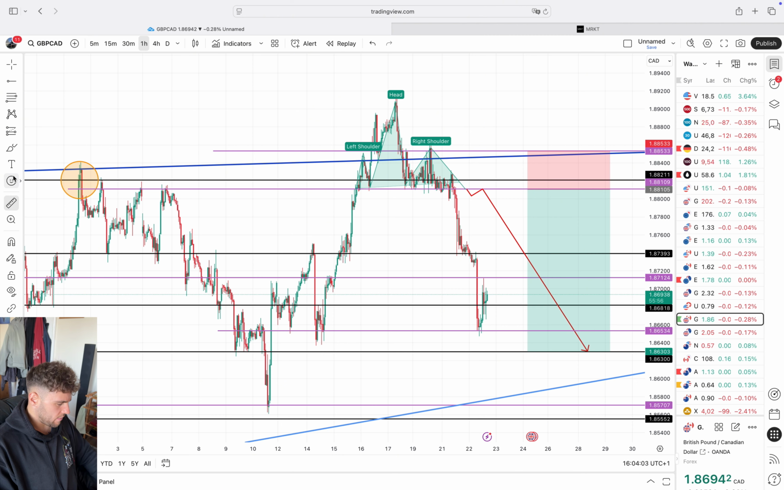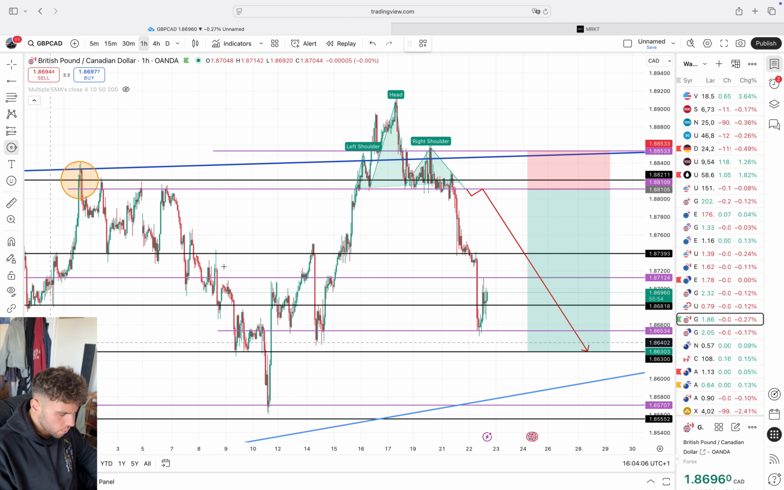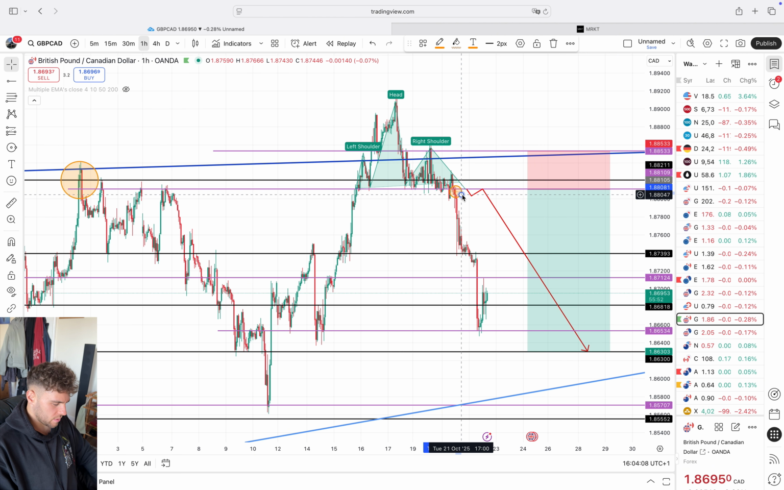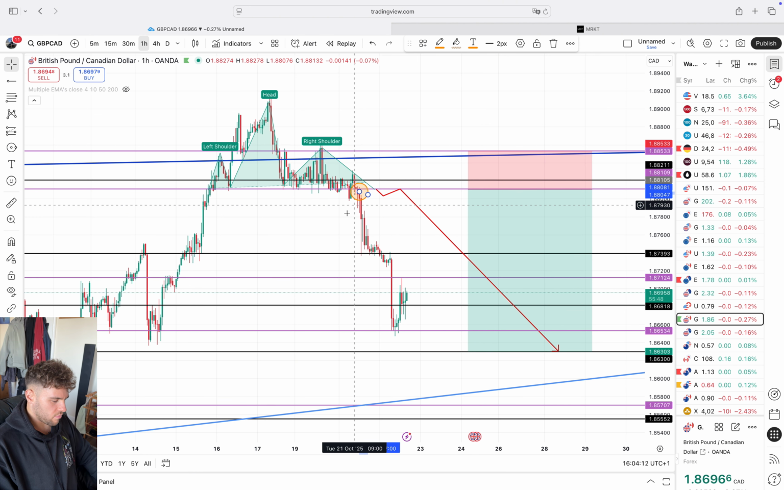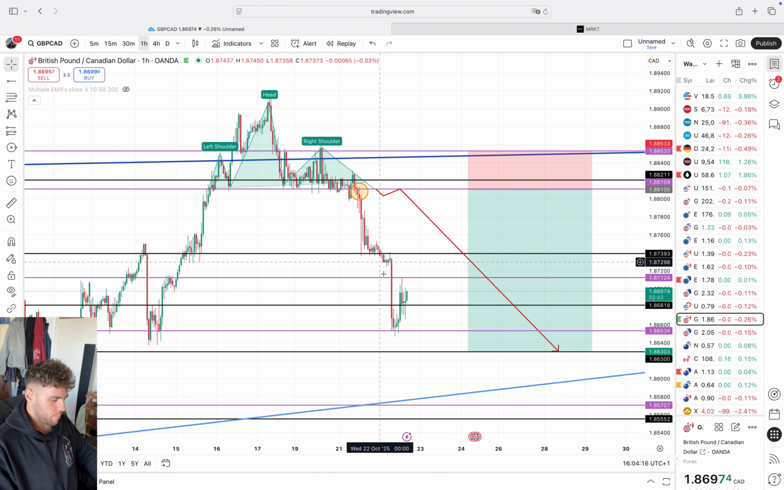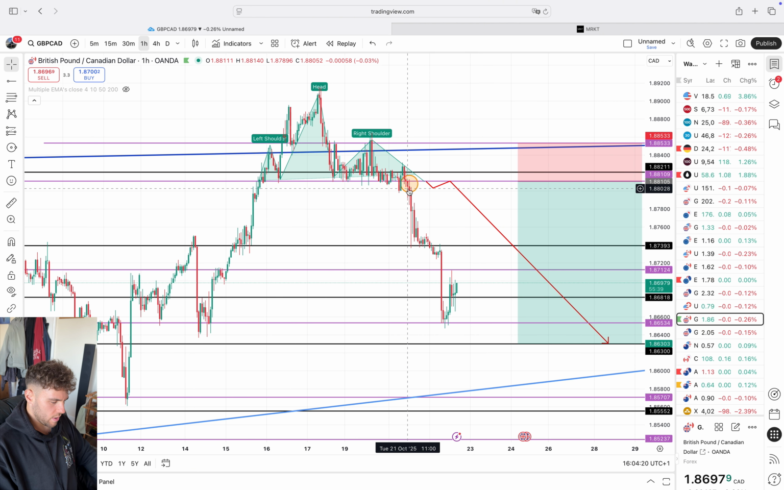My entry point, if I grab the circle tool here, was right here. So let me zoom in. As you can see, we got the really nice break and close at the level, and then plain sailing all the way down to final target, basically. I think I actually got in on the retest of this level here, so I was in a slight bit of drawdown and then came down here.